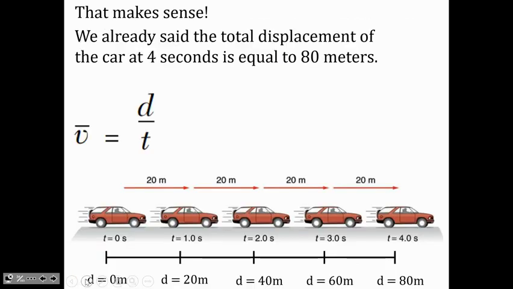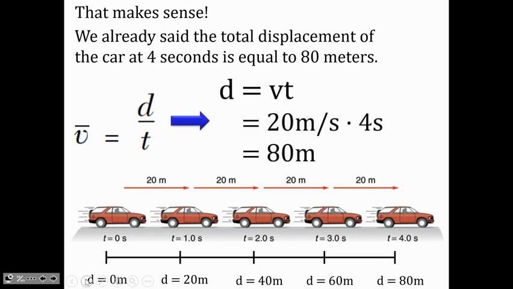Well, that makes sense. We kind of already did this, didn't we? You can also do this calculation using the equation that we started with, v equals d over t. If you rearrange the equation to solve for displacement, we get displacement is equal to velocity times time. And if we take the velocity of the car, 20 meters per second, multiplied by the total time that it's traveling, we get a total displacement of 80 meters. So either way you look at it, the math ends up being the same. So there are two different ways here to calculate your displacement.